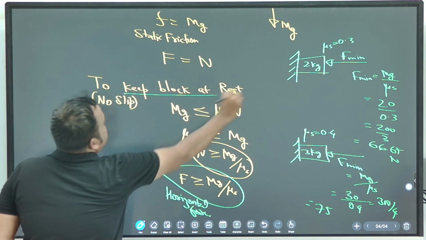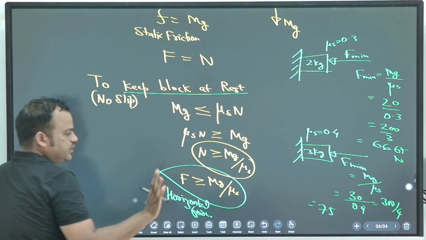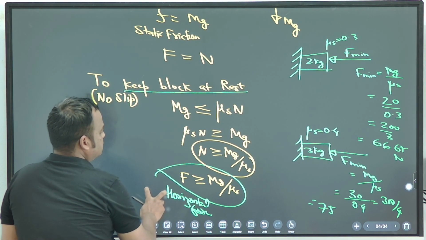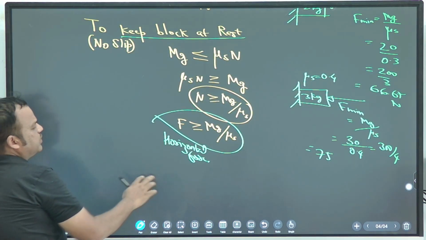To keep it at rest, how much force is needed? Mg by mu s. Like this we will do some more questions.